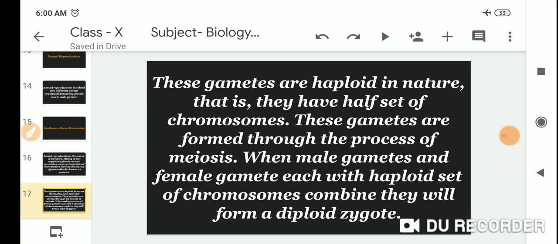These gametes are haploid in nature, that is, they have half the set of chromosomes. The gametes are formed through the process of meiosis. When the male gamete and the female gamete, each with a haploid set of chromosomes, combine, they form a diploid zygote.